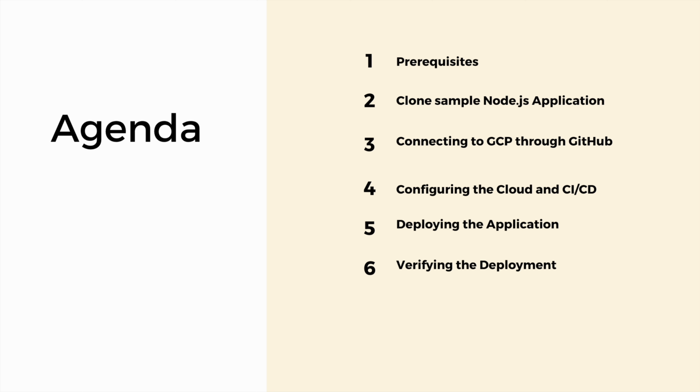So first, the prerequisite for this video: you need to have Google Cloud access along with billing enabled in that, and the latest version of Node.js installed. The rest I will explain step by step. So in step 2, let's clone our sample Node.js application. I have given the Node.js application repository URL in the description, so get that. I have already cloned that repository.